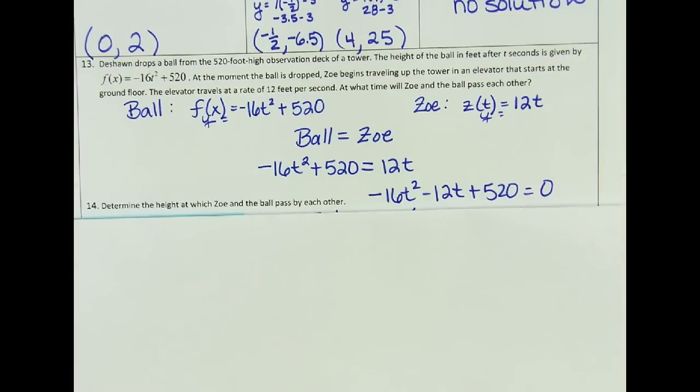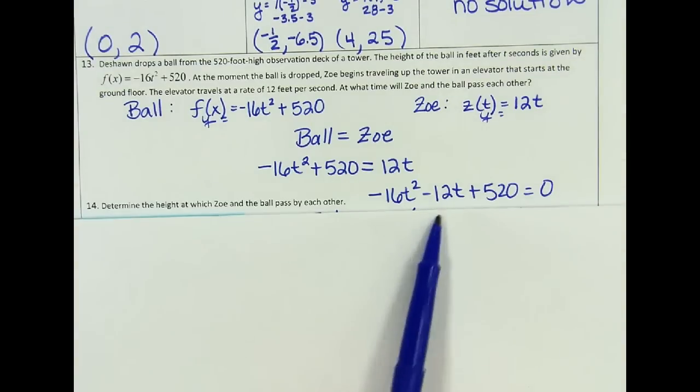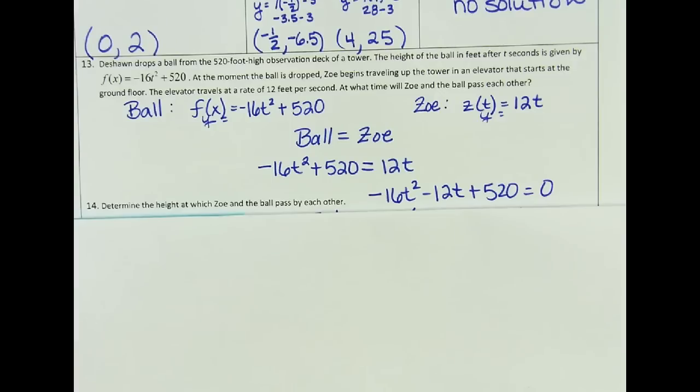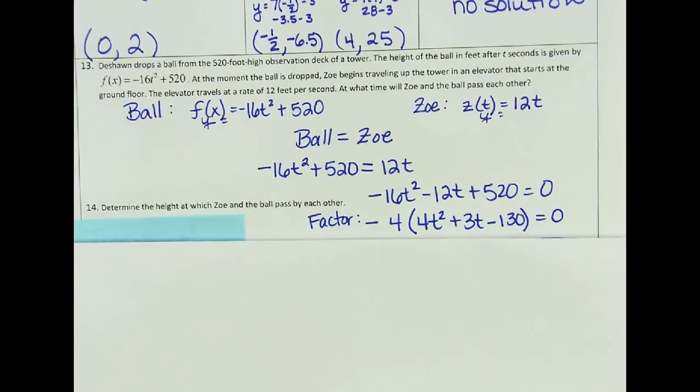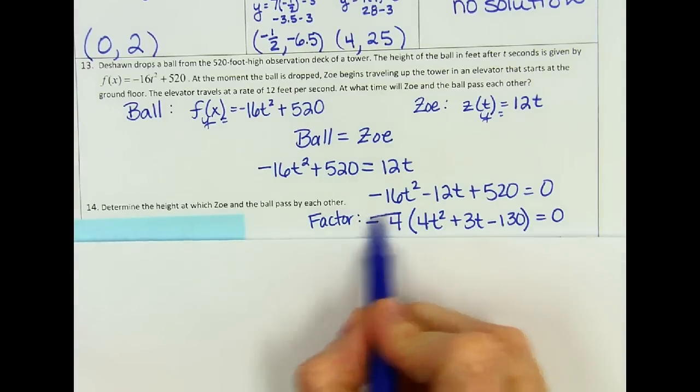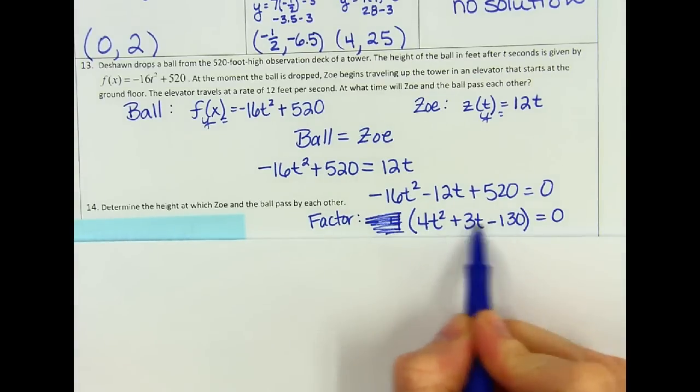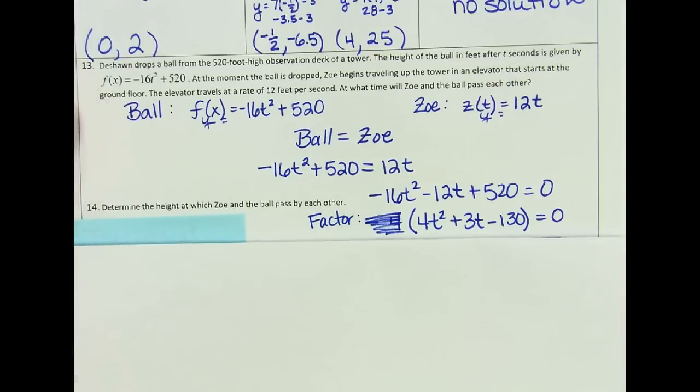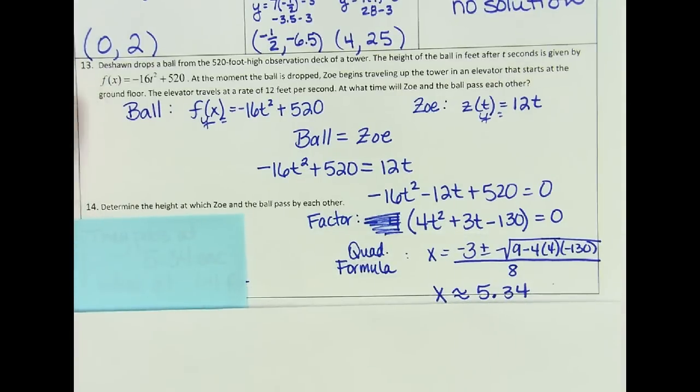Okay, now hopefully you were able to first get to standard form and then you make a decision. This was the decision that I made. I first tried to factor it. I factored out a negative 4 and then I realized it will not factor anymore. So then I simply ignored the 4 and did the quadratic formula on my remaining piece. And I got approximately 5.34.